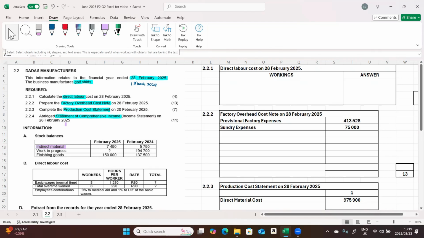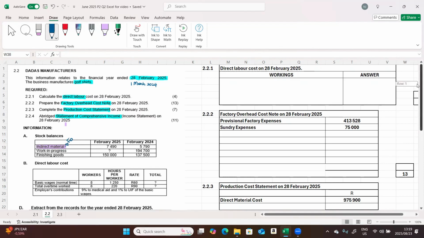Remember that, guys. Indirect material just means that it's not directly a material that you can see in your golf shirt, but it's definitely used in the factory, in the manufacturing process. Therefore this indirect material is going to be classified as a factory overhead. Indirect material is a factory overhead.